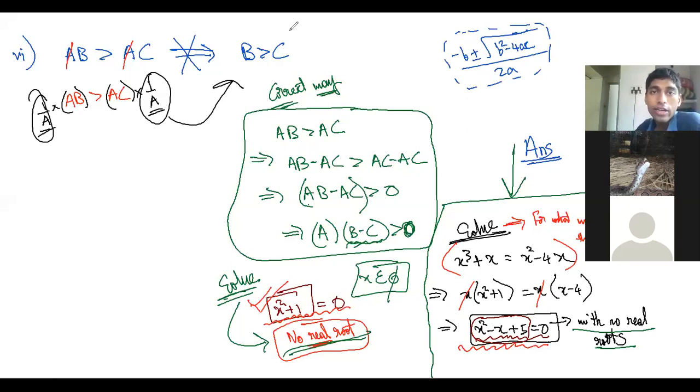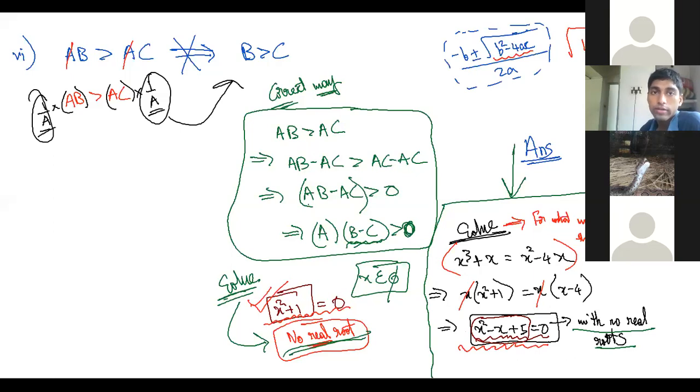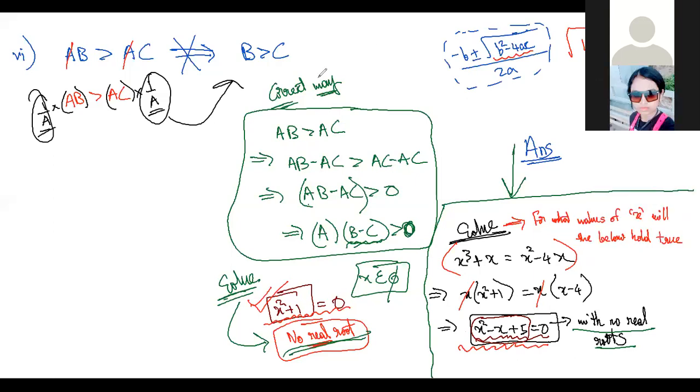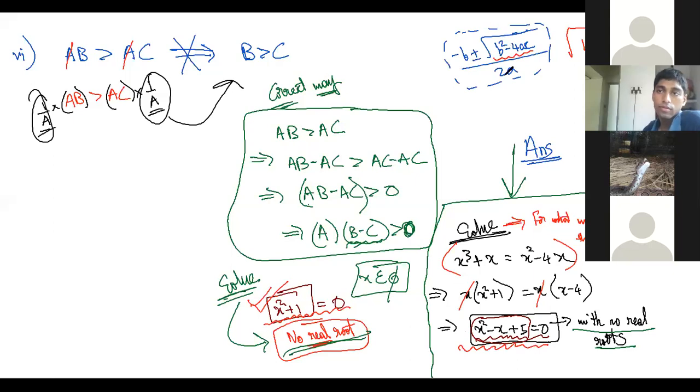So tell me, what is the quantity b square minus 4ac over here? Under root. So discriminant. How much? 1 minus 4 into 5. How much is it? So minus 19. What is the root of this? What are the roots of this quadratic? It doesn't have real roots.